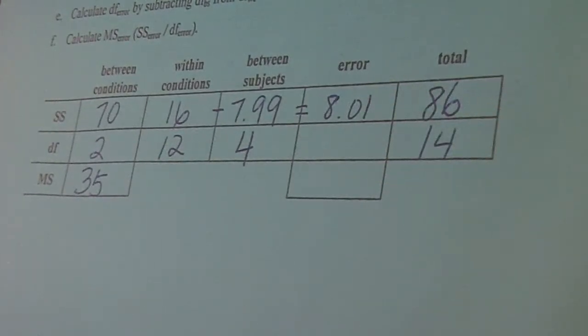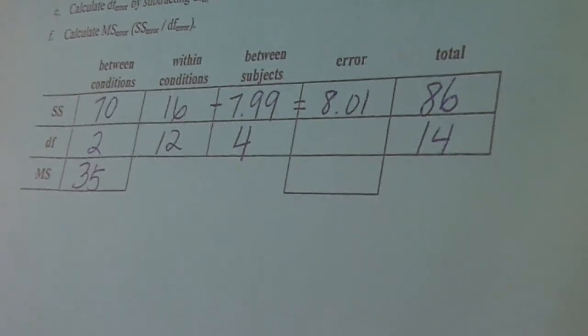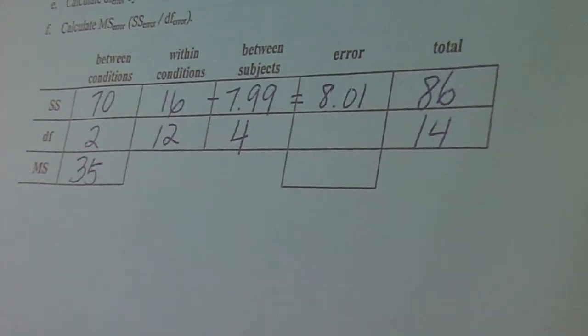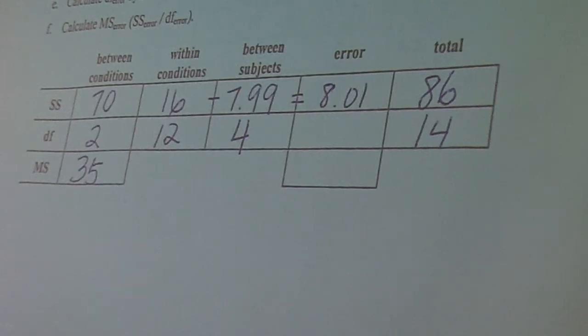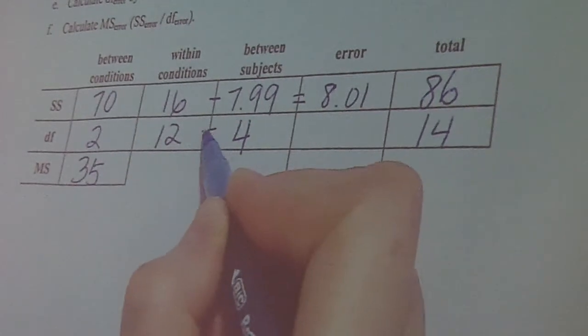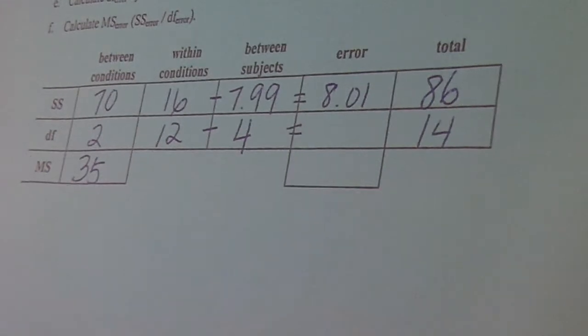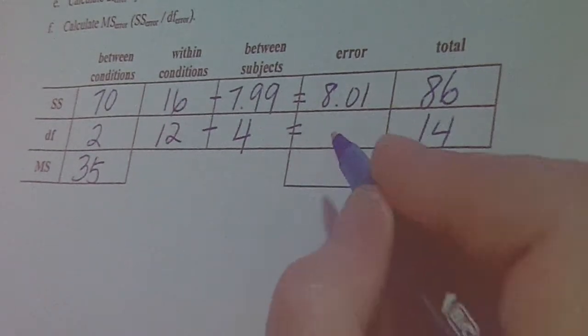Similarly, to get the degrees of freedom error, that's the corrected degrees of freedom. That doesn't assume too much individual differences variance. That assumes the same subjects are in every condition. It is degrees of freedom within conditions minus degrees of freedom between subjects. So now it's 12 minus 4. 8.